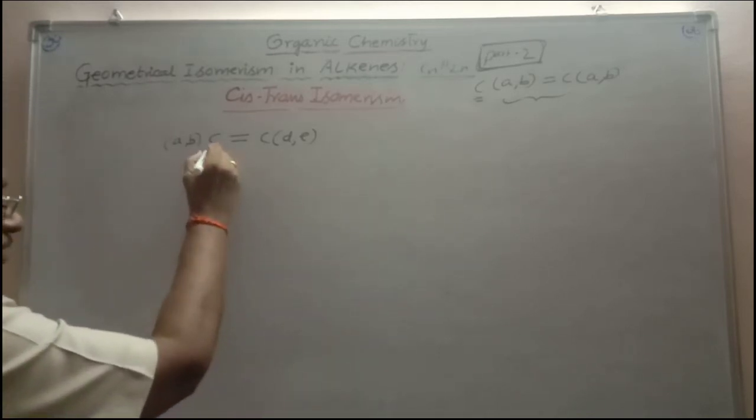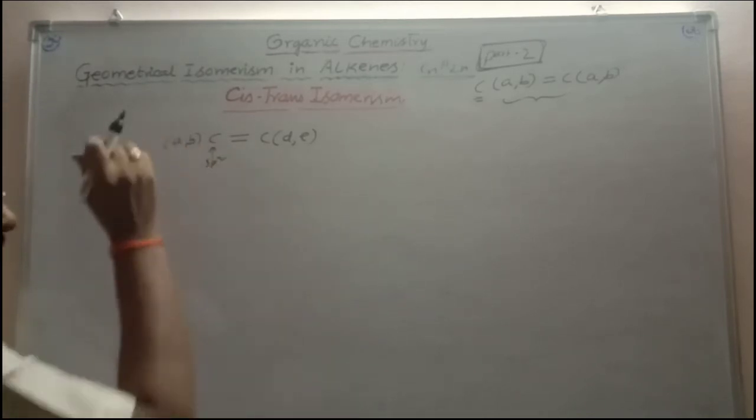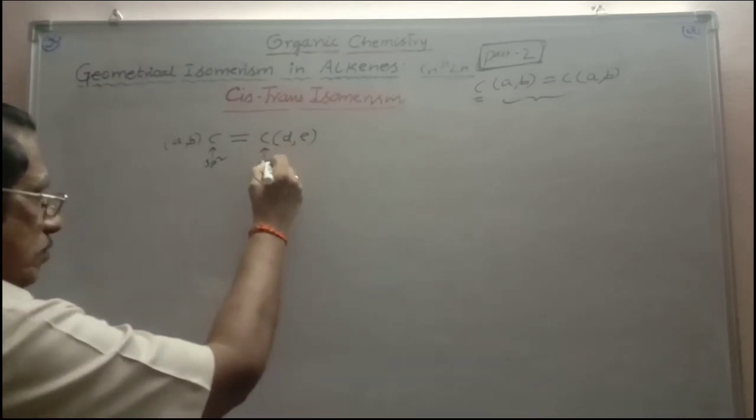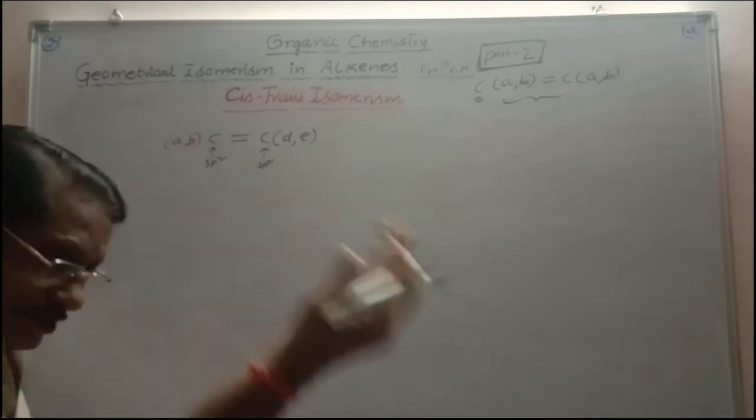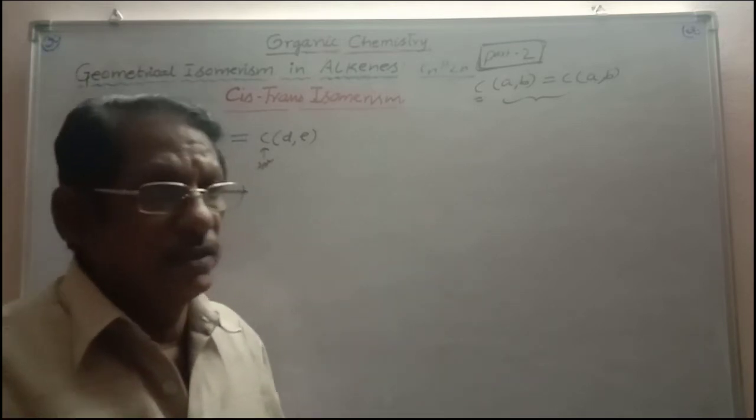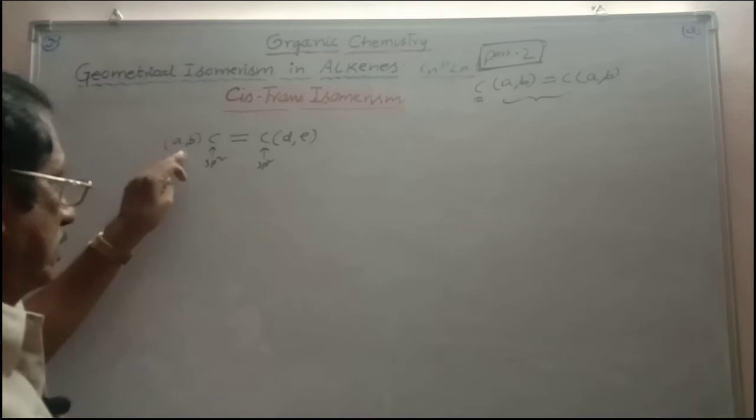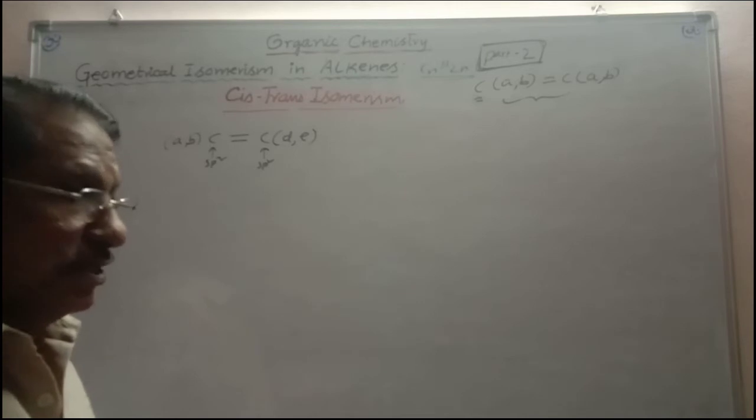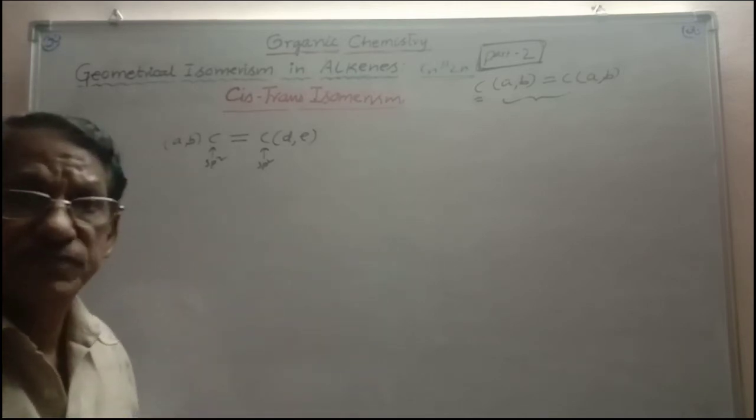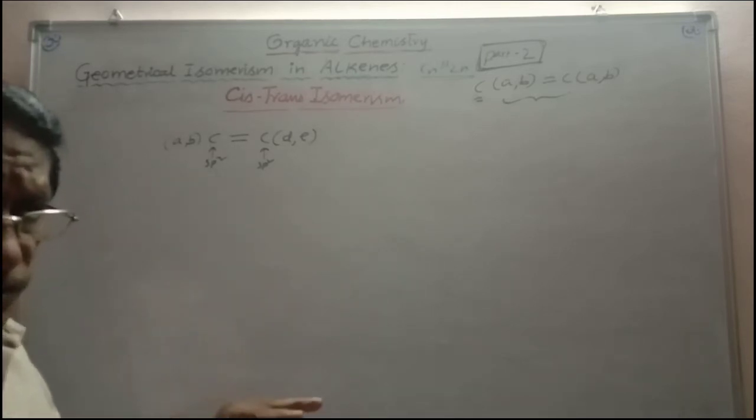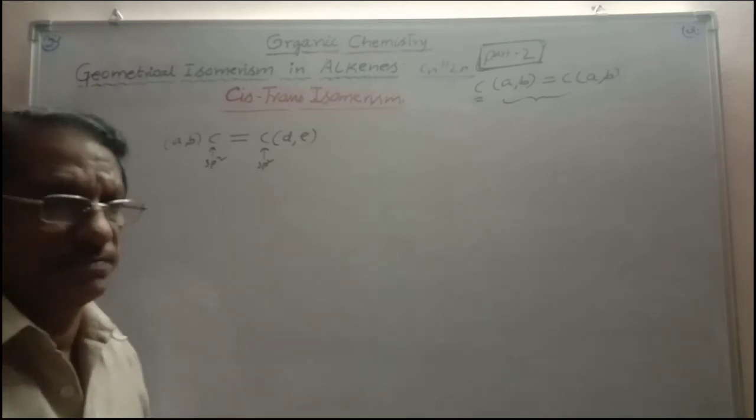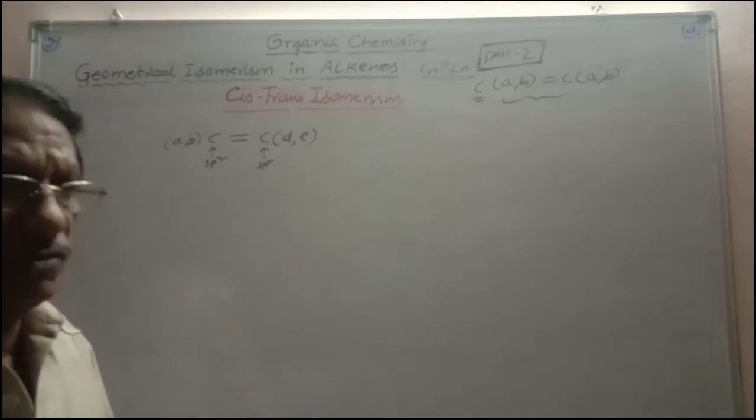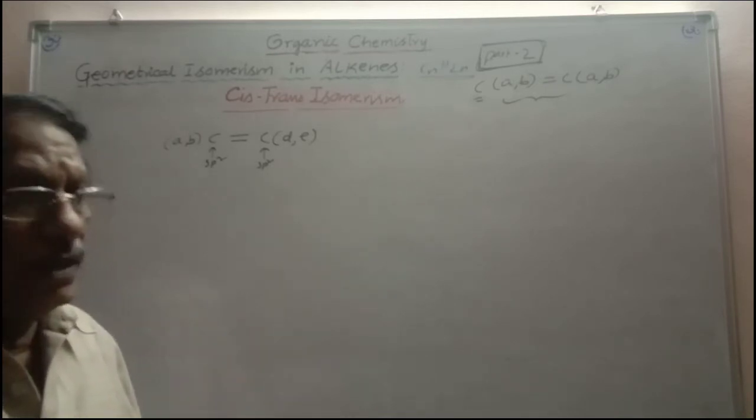Here, the two groups carried by this sp2 carbon are A and B, different. And the two groups carried by the other sp2 carbon, D and E, are also different. But whatever two different groups are carried by the first sp2 carbon, they are not equal to the two different groups carried by the second sp2 carbon. The four groups attached to the two sp2 carbons are completely different. No one is matching. So how can we write cis and trans? Even then we can write the cis-trans isomerism by other methods.